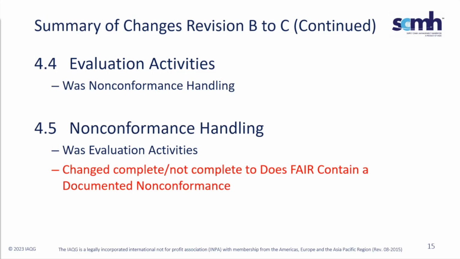The nonconformance handling, which was section 4.4, has been moved to 4.5. And the most important part on the forms, which we'll talk about in a minute as well, is on form 1, we changed the complete, not complete, which was driving some confusion in the industry, to a very clear question. If the FAIR has a non-conformance, there's now a yes, no on form 1, field 19.